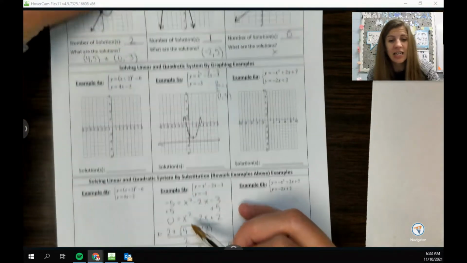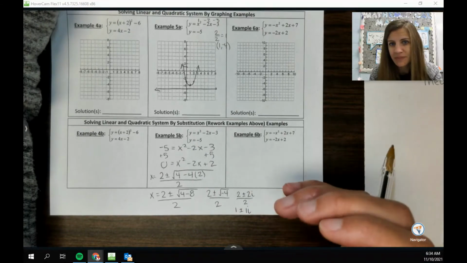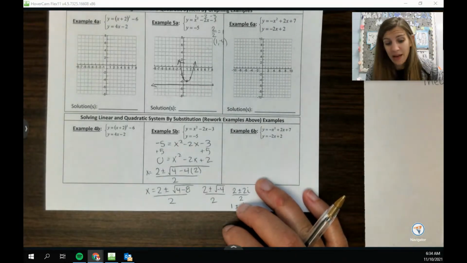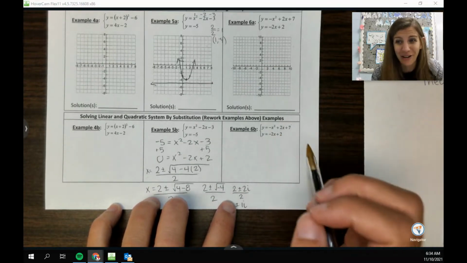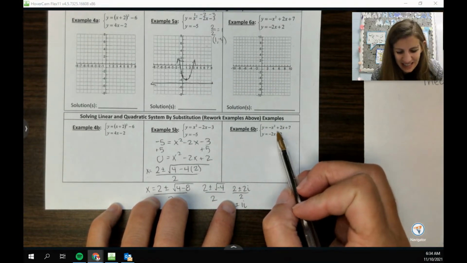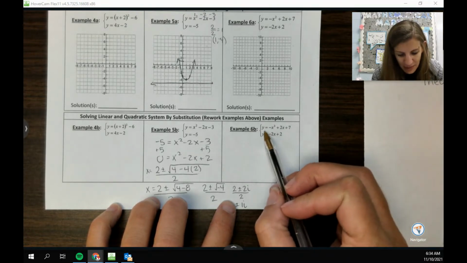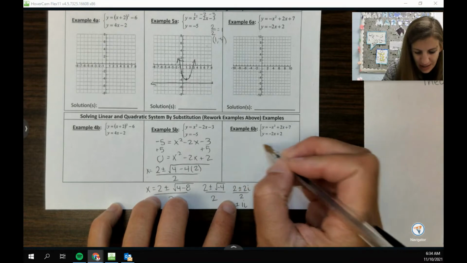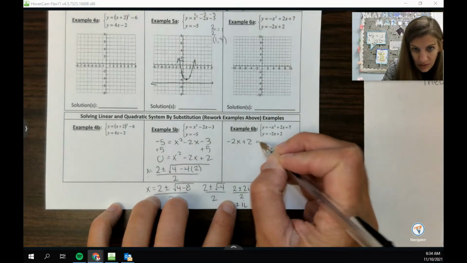And again, I could tell when I was solving here because the solutions were imaginary. Now, an example of something that doesn't have imaginary solutions, I hope, is this one here. So again, if I wanted to solve by substitution, that would really work because both these equations are equal to y. So I can set them equal to each other.